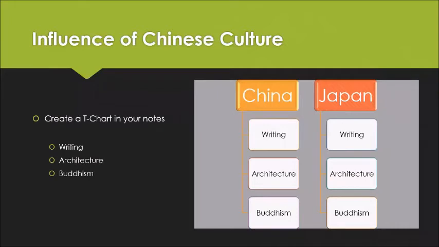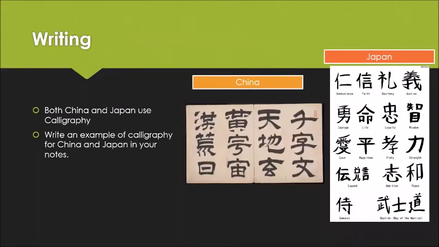So, writing, architecture, and the religion of Buddhism are going to be the 3 biggest influences from China on Japan. So, here's an example. They both use calligraphy as a writing style. And as you can see between these examples from China and Japan, there is some similarity, but some differences as well in what they do for writing. I know to us who are in America, this doesn't look different at all, but to people who can write and read and understand this, yes, there is a difference.